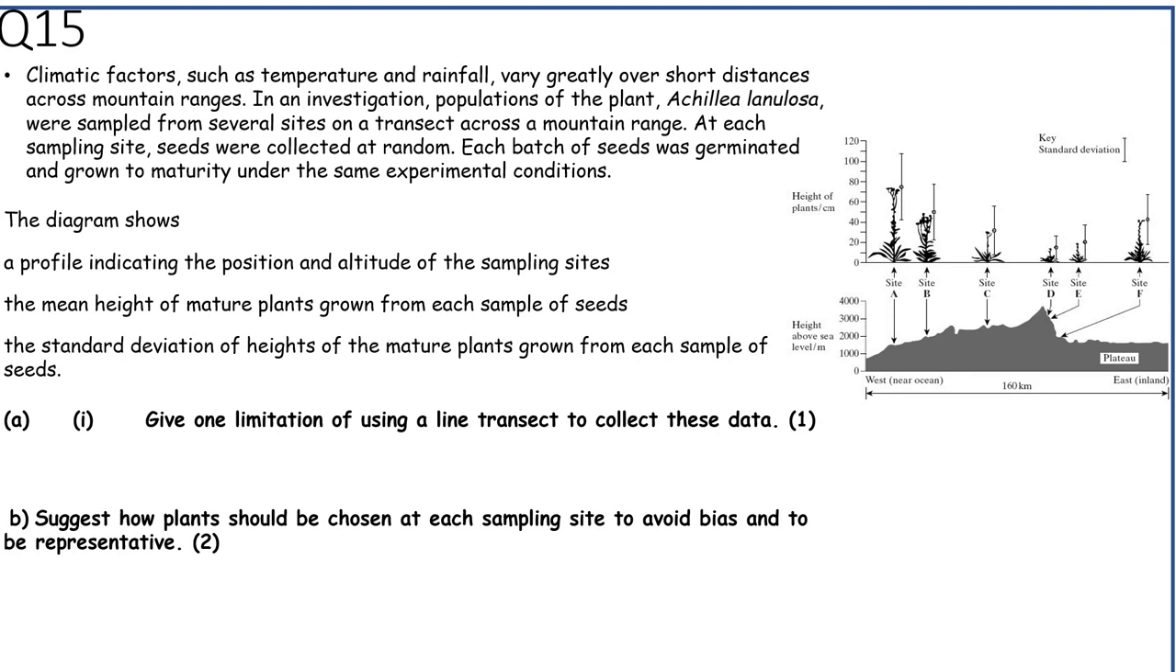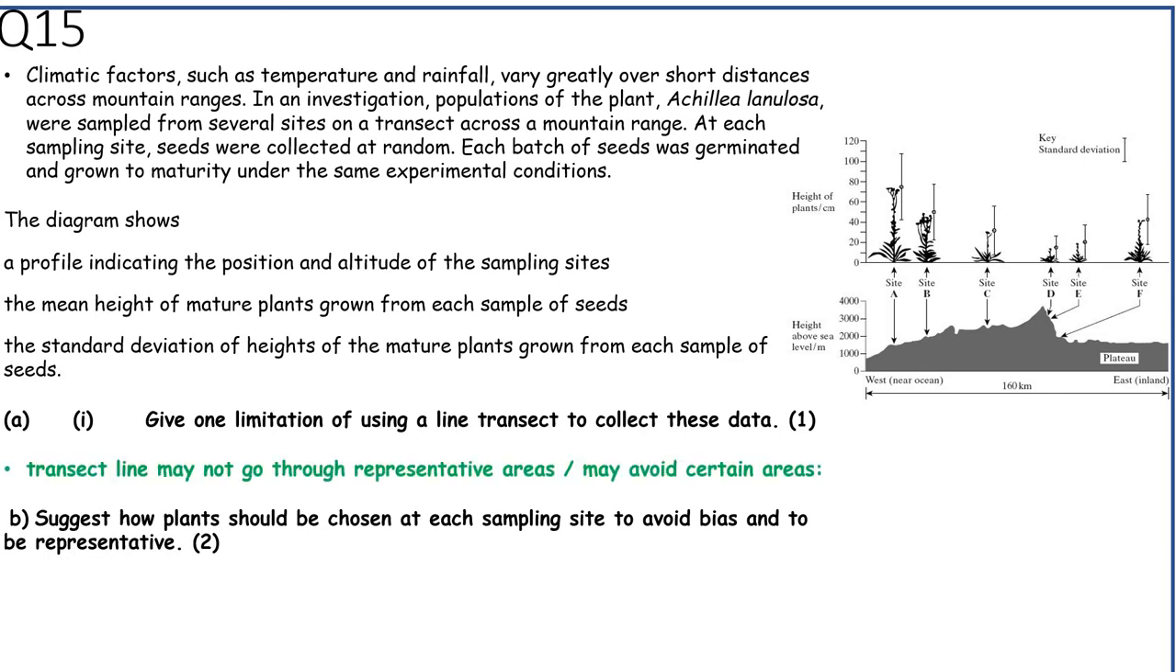Each batch of seeds was germinated and grown to maturity under the same experimental conditions. The diagram shows a profile indicating the position and altitude of the sampling sites, the mean height of mature plants grown from each sample of seeds, and the standard deviation of heights of the mature plants grown from each sample of seeds. Give one limitation of using a transect line to collect these data.